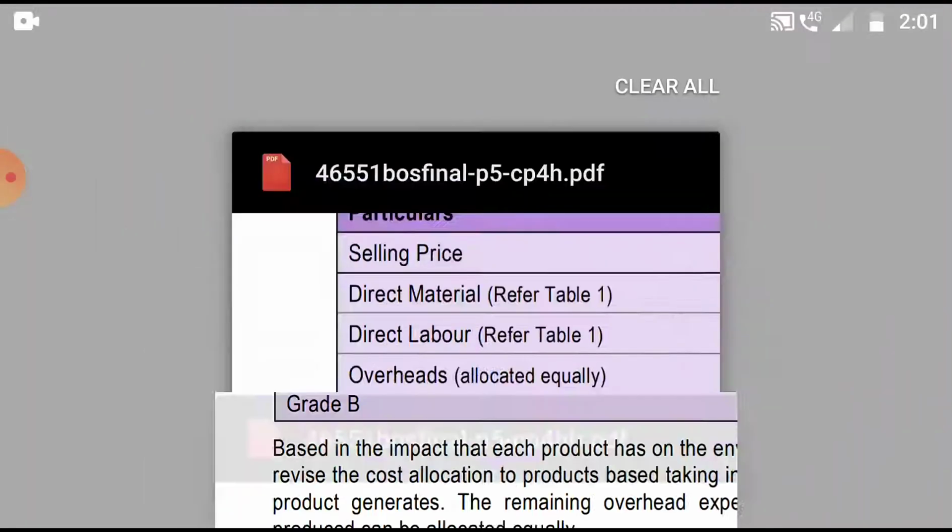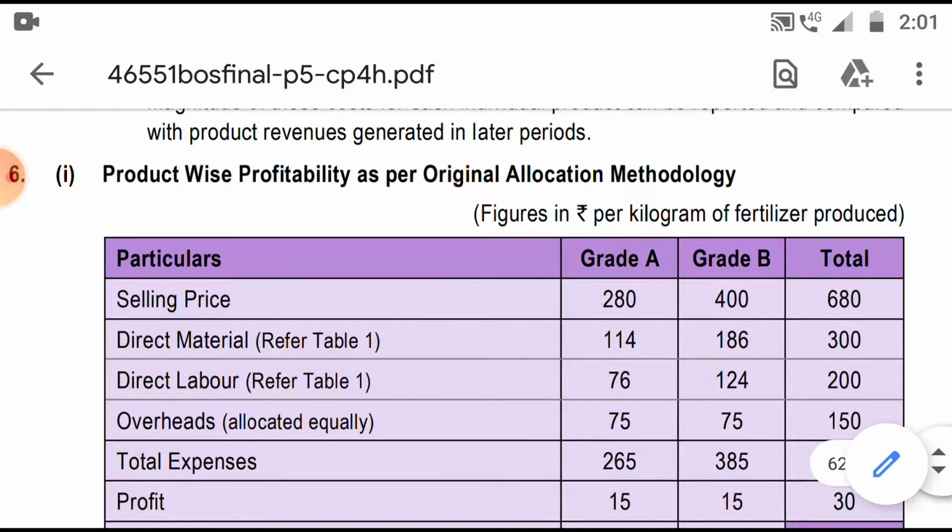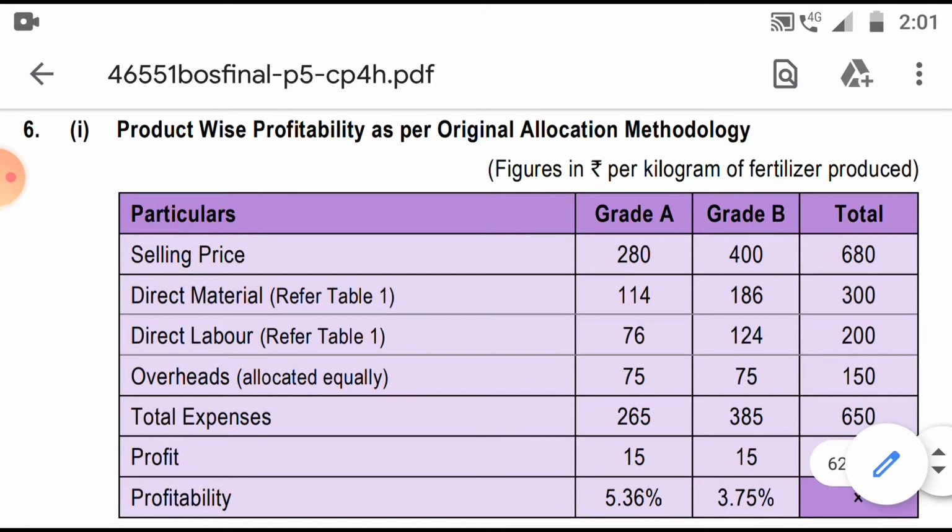The calculation is much simpler. You can refer to the calculation. See, the grade A selling price was 280 and grade B was 400, as mentioned in the question. Direct material, as I said, what you do is just calculate percentage wise and get the cost of the direct material for grade A and grade B. So it was 114, 186. It is given, refer to table 1 also. In table 1 they have given the same calculation. For reference purposes, if you want to see how they have divided, you can refer to that.